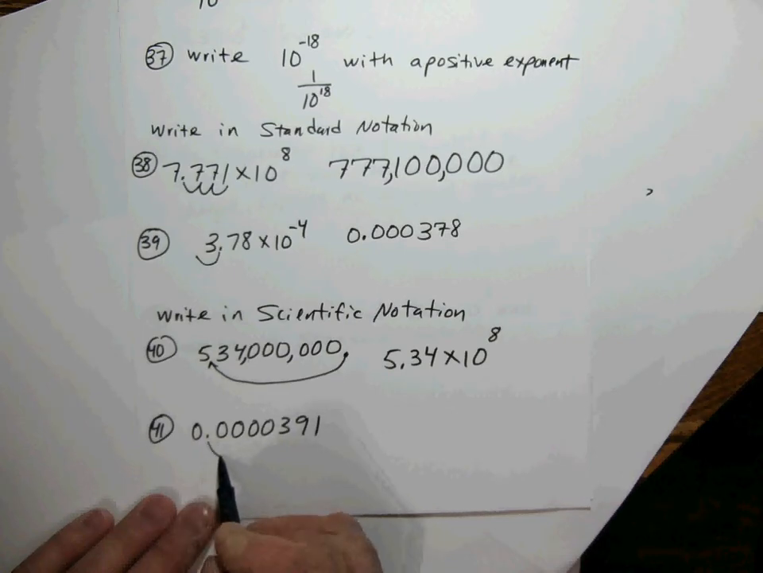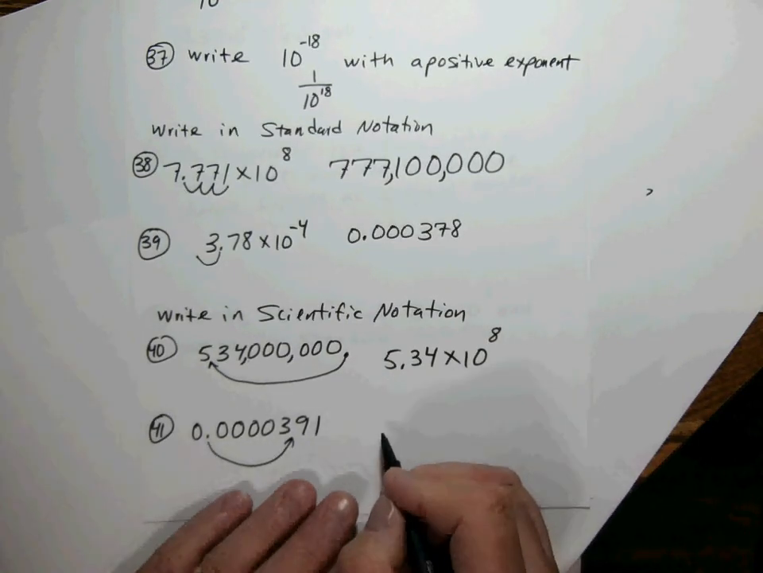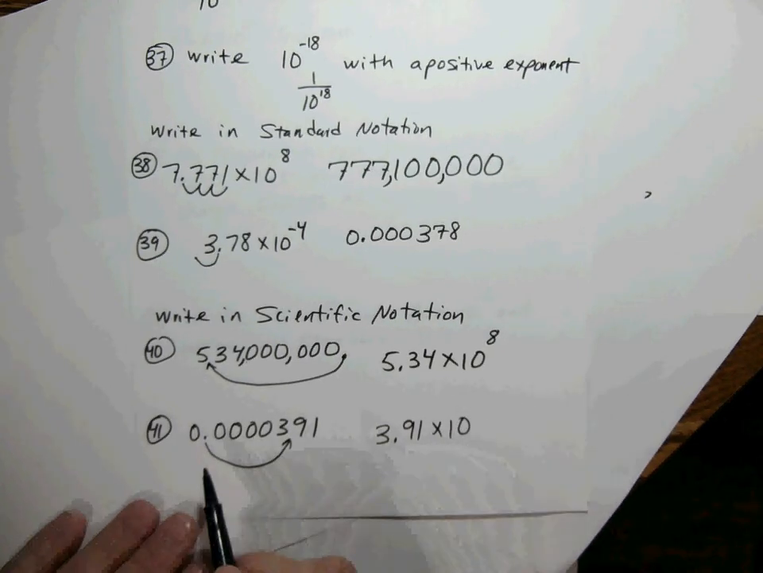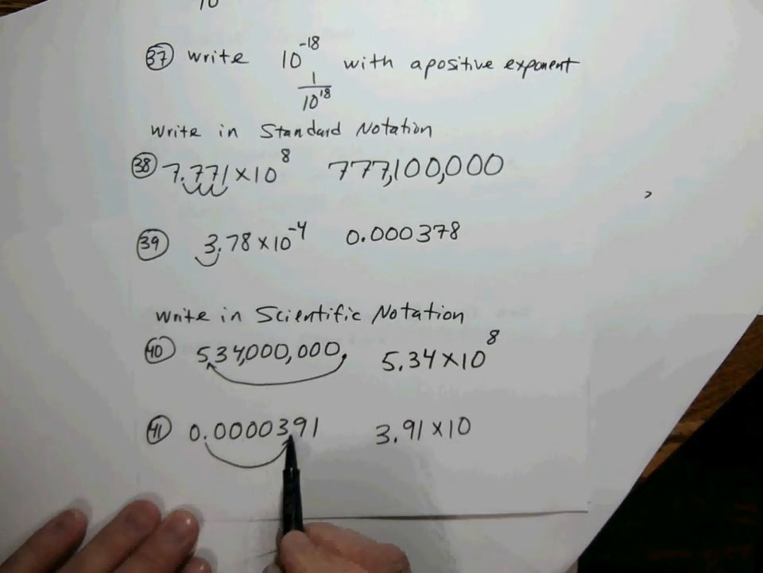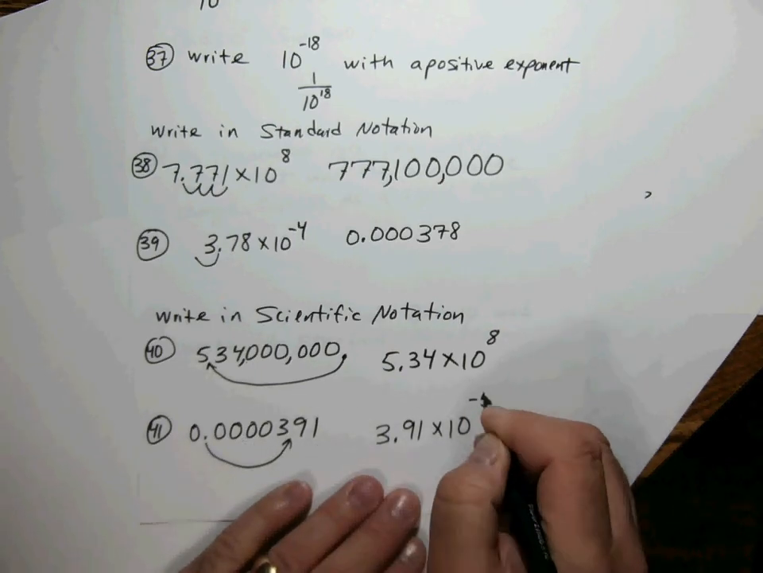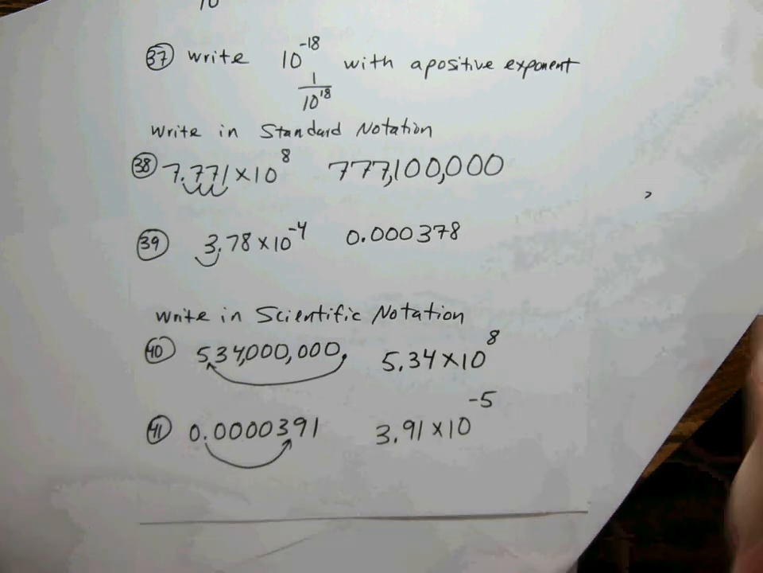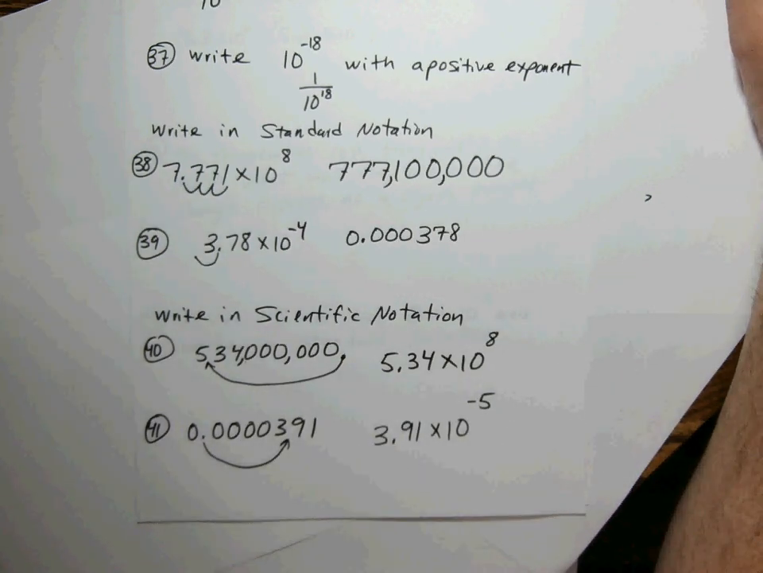Likewise here, I want the decimal to be right there. So I want 3.91 times 10 to the 1, 2, 3, 4, 5 times, so 10 to the negative 5th. Okay, I'll end this video here and we'll wrap it up with the next one.